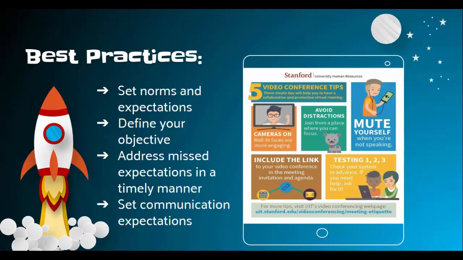Define your objectives when you begin your meeting. Address any missing expectations or misexpectations in a timely manner with students. There's so much time in between when we see them, and it's not necessarily always on a regular basis. So don't wait for a week or so to go by before you address something that happened. Let them know so that they can correct their behavior, because like we said, this is new to everyone. And set communication expectations. If you want to hear from your students every day, then let them know that they need to check in with you every day. Whatever those expectations are, make sure that they have been clearly shared with the students.